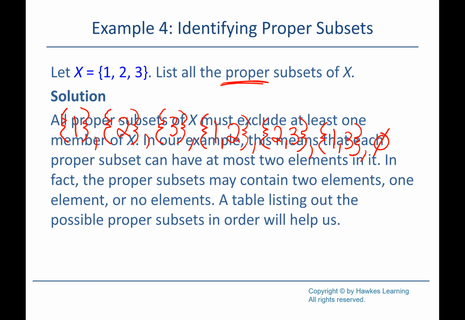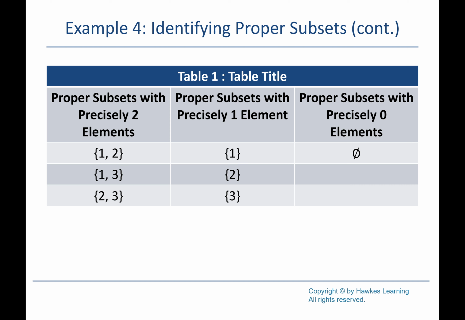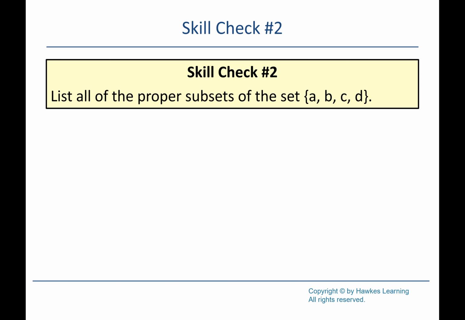What would be nice is if we could figure out some kind of relationship between starting with a set that had 3 elements and ending up with 7 proper subsets. That way we could figure out how many to look for. Well, we do have a relationship for that. I'm not going to make you figure it out on your own. We'll get there in a second. Let's see if we can pick up on it a little bit. Let's do one more.